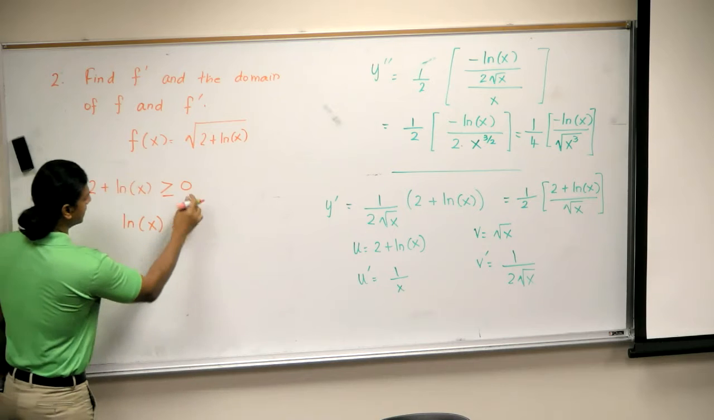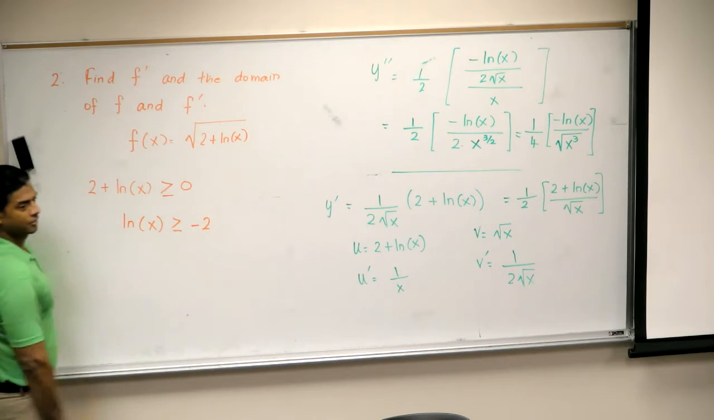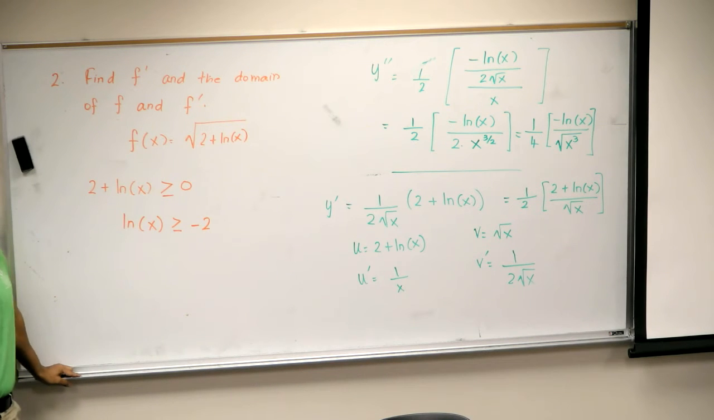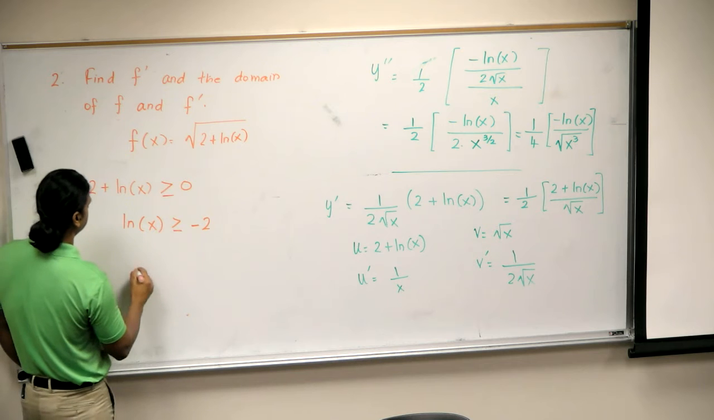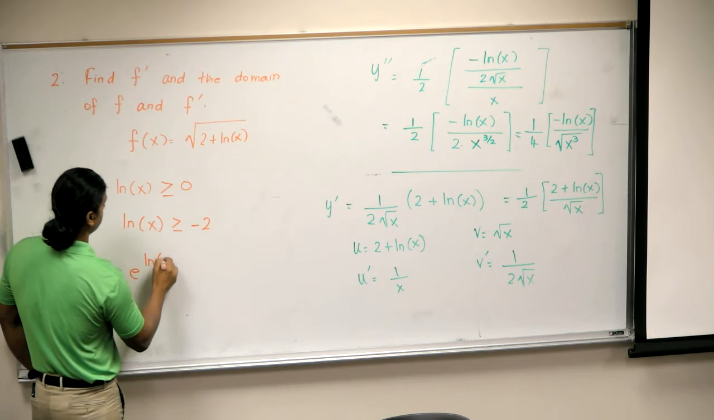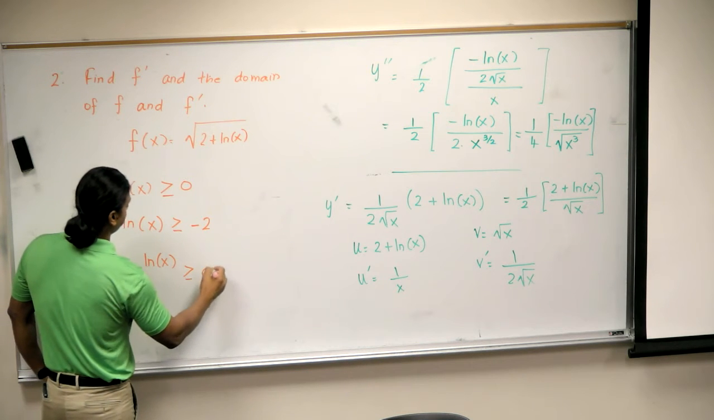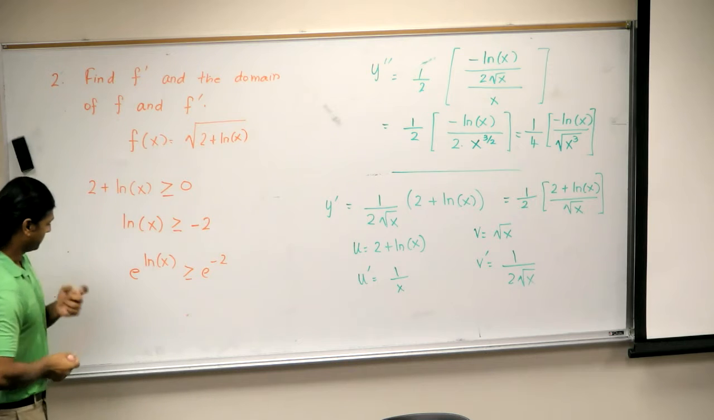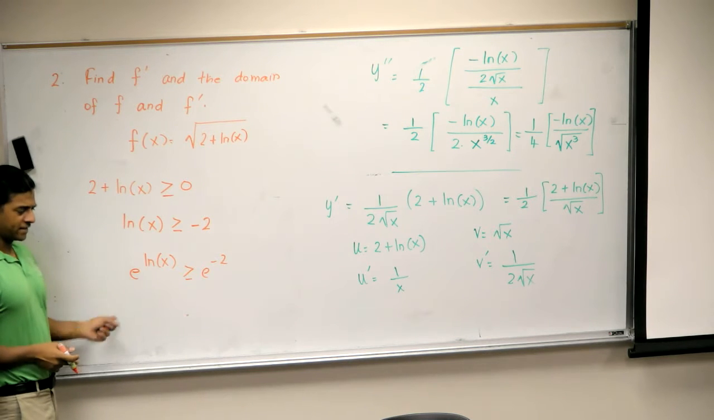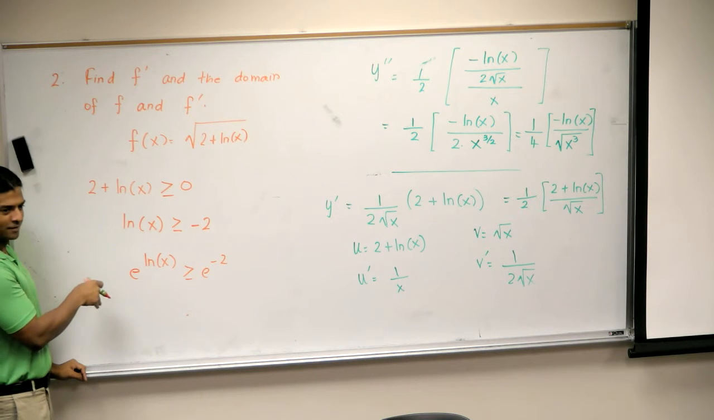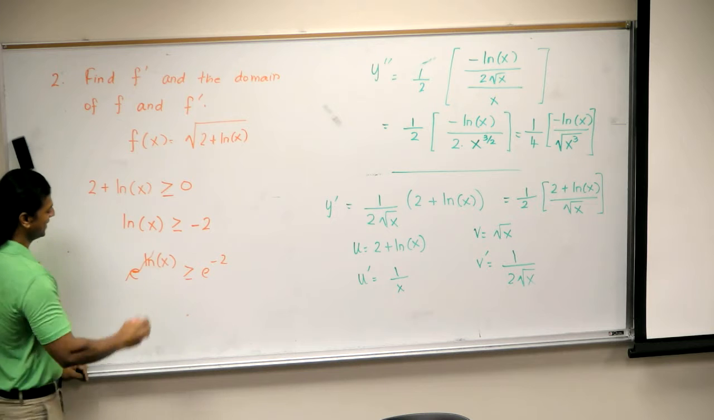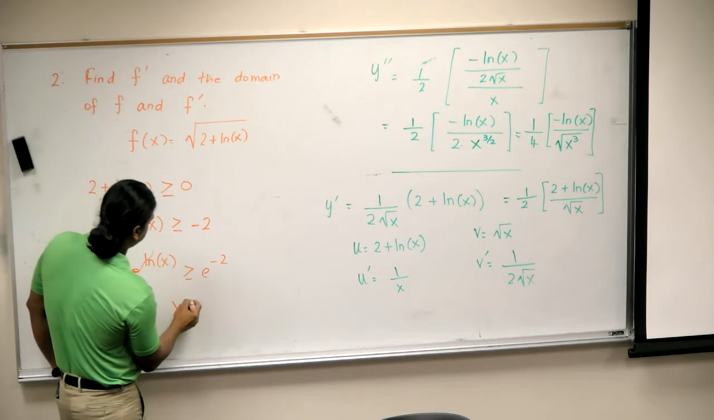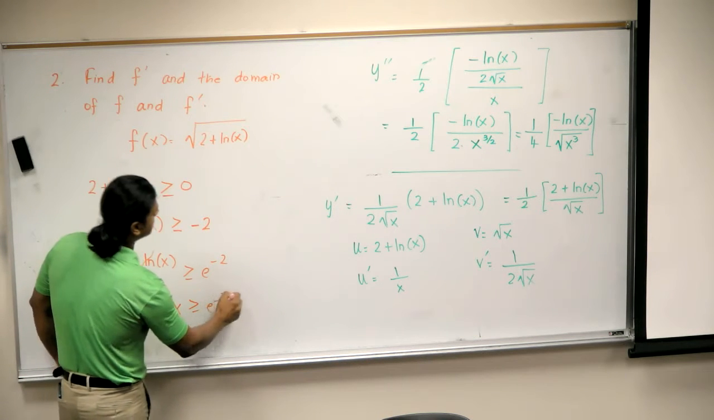Move that 2 to the other side. Becomes -2. How do we solve for x? Exponentiate on both sides. We are at Gianna's favorite step. What are we going to do? So x greater than or equal to e raised to -2.